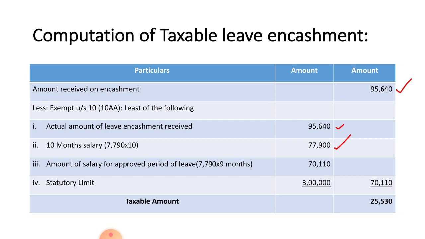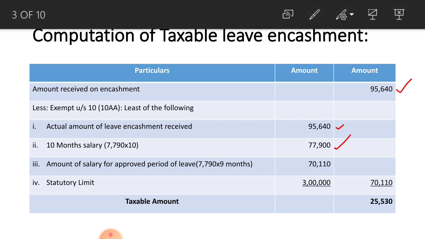So that amounts to rupees 70,110, 7,790 into 9 months. Next, statutory limit 3 lakh. Whichever is lower, you have to consider as exempted amount of encashed leave. This lower amount, 70,110 rupees, is the exempted amount of leave encashed.